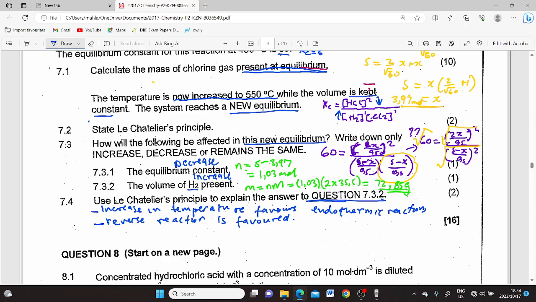Now that's it for the chemical equilibrium. So you can repeat the video if you did not understand. So if you repeat again, you may get something.